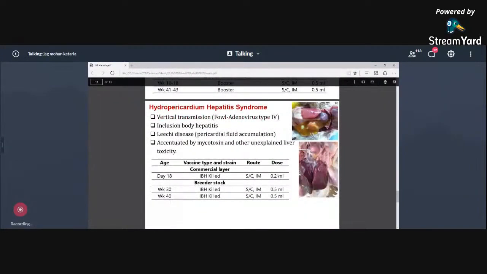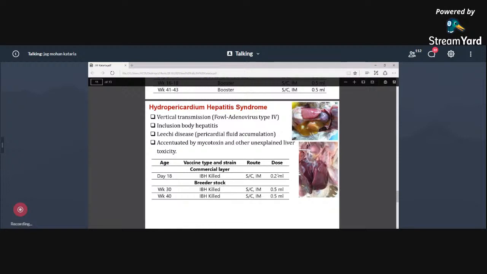Then another is hydropericardium syndrome, that is leechy disease. You can see the heart, and this is the pericardial sac full of fluid, and the liver is also affected. This has again come up due to immunosuppression, otherwise fowl adenovirus. Earlier, they were considered orphan viruses, but now they are producing diseases, and there are so many types and subtypes of it. Due to its appearance, we also call it leechy disease, and for this also we are using a killed vaccine.